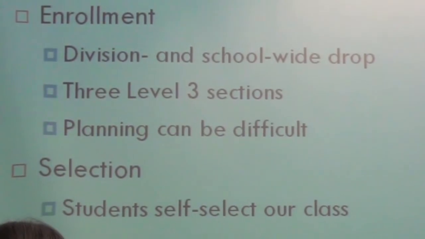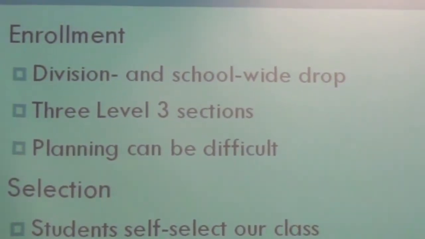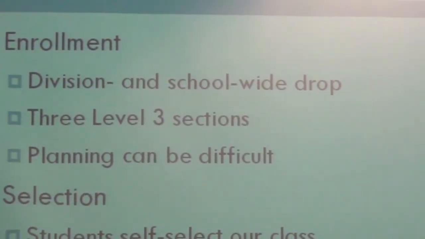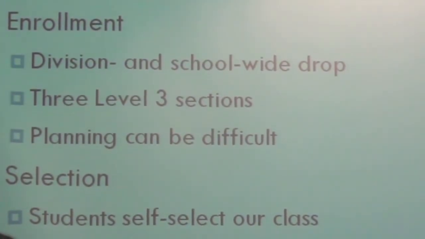We also have just 2 sections of all of our levels, but for level 3, we have 3. And so the students are spread among 3 sections. And then we've had as few as 6 students, we've had as many as 22, so quarter to quarter planning can be a little bit difficult.